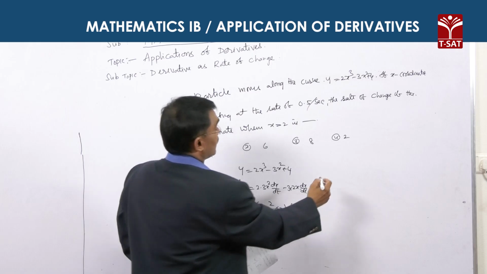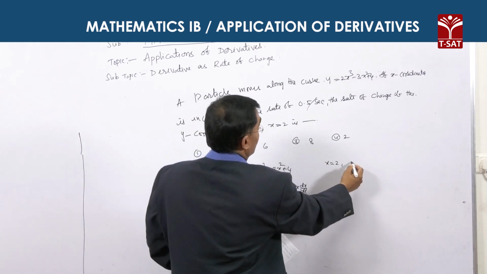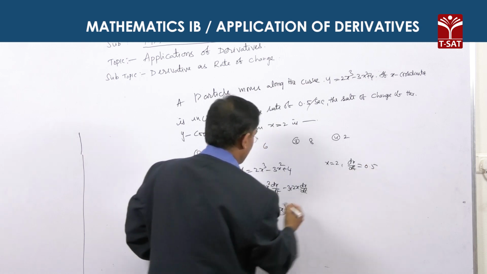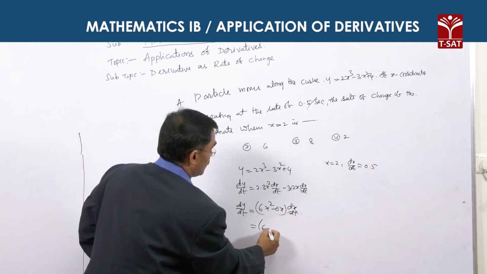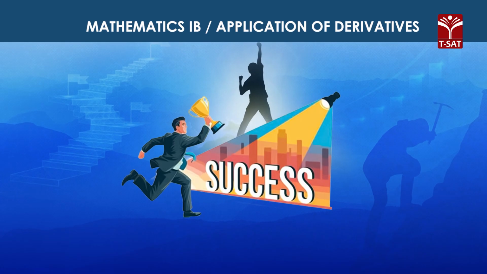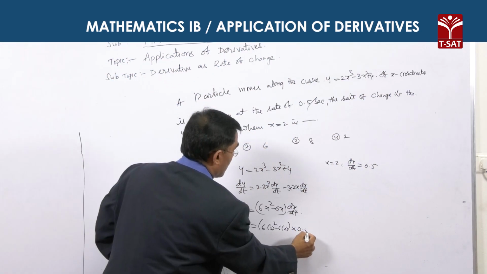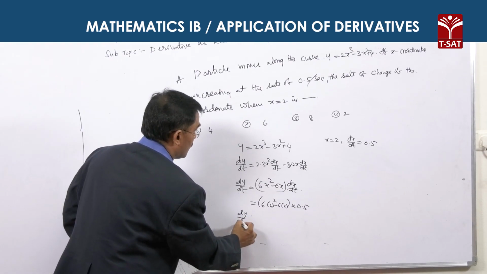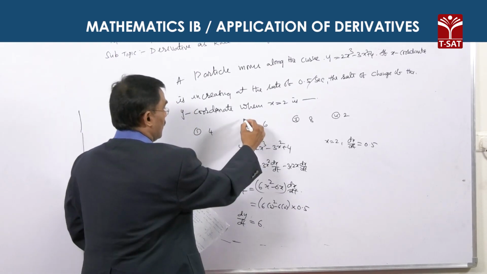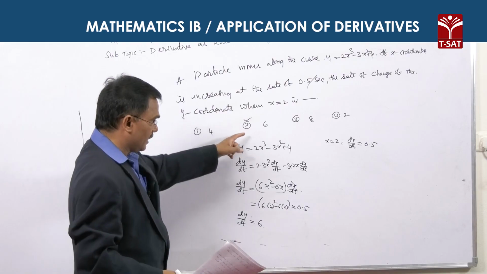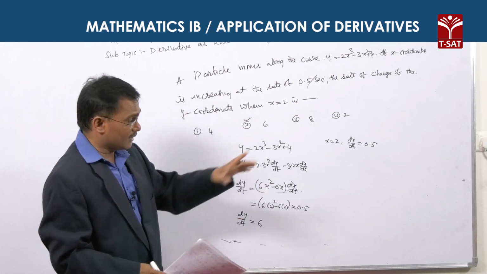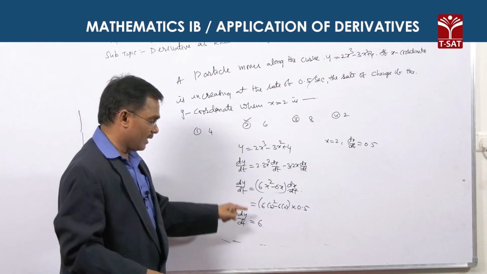The required point is x equal to 2, and the rate of change in the x coordinate, dx by dt, is equal to 0.5. Substituting, 6 into 2 square minus 6 into 2, into 0.5. Simplifying, dy by dt is equal to 6. So the rate of change in the y coordinate is 6 per second. The rate of change of x is given, and the rate of change of y is 6.